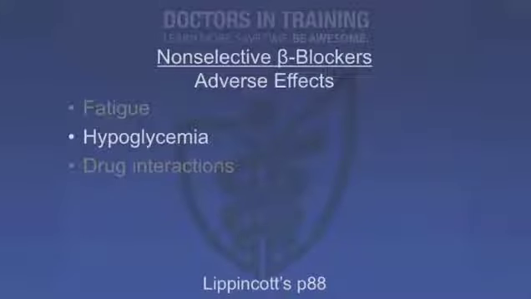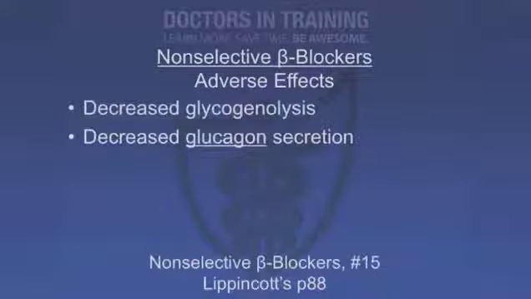Hypoglycemia, which we talked about before, so you're decreasing your glycogenolysis and you're decreasing glucagon secretion, and this can, again, result in fasting hypoglycemia, and you have to be extra careful in your diabetics, especially who are on hypoglycemic medicine. And again, you're going to be blocking the effects of that hypoglycemia, so diabetic patients won't know that they're hypoglycemic.